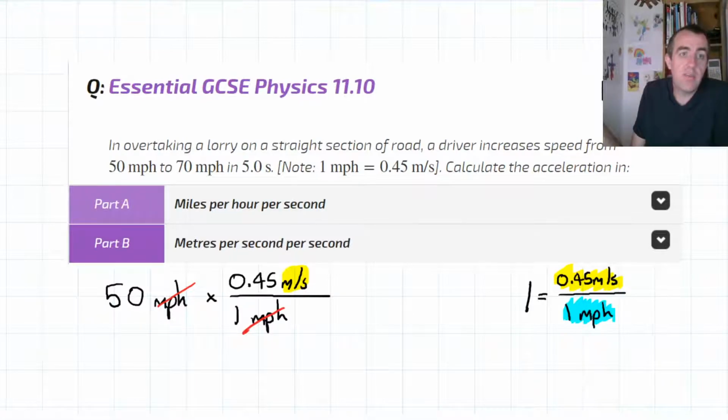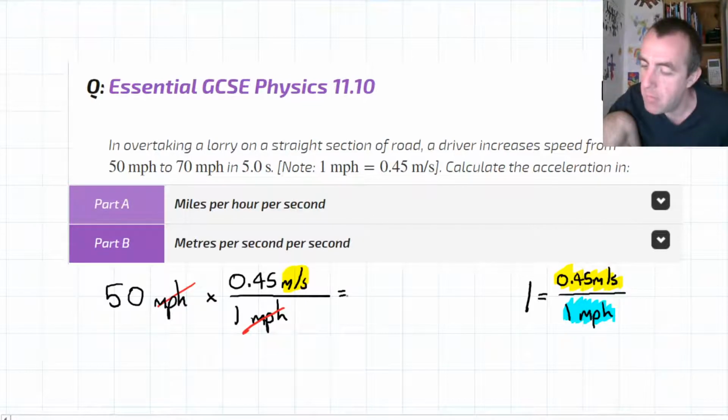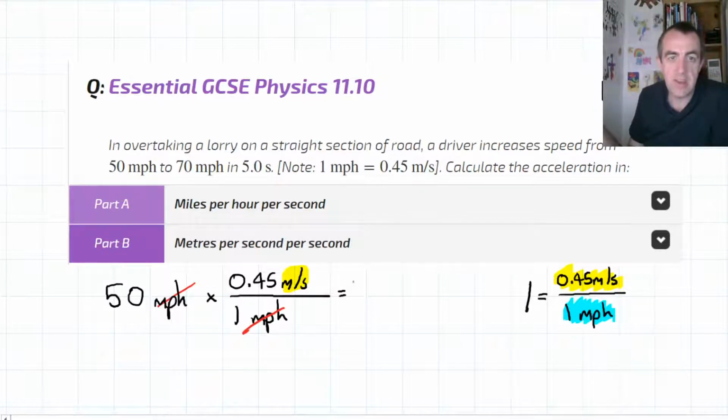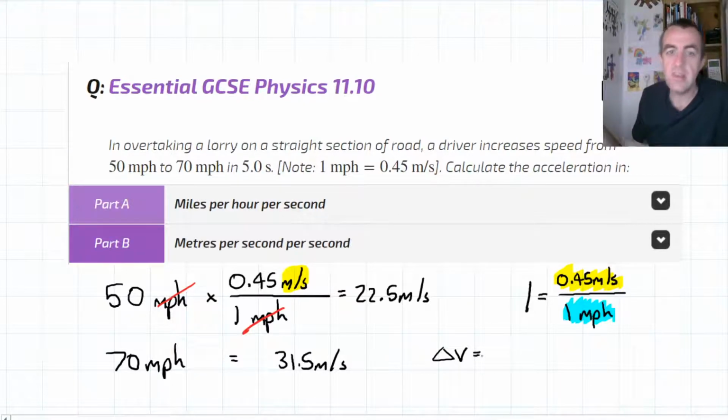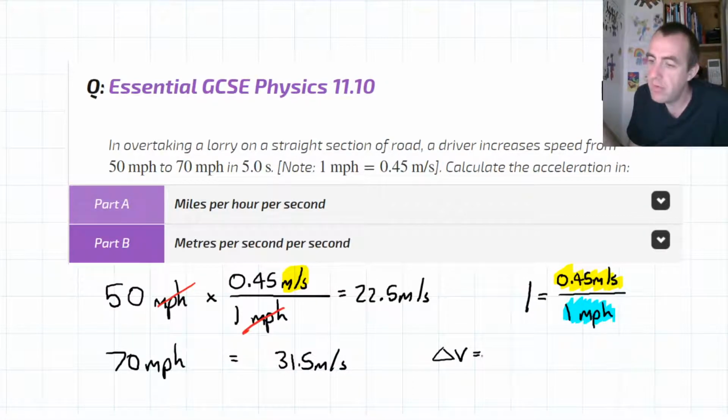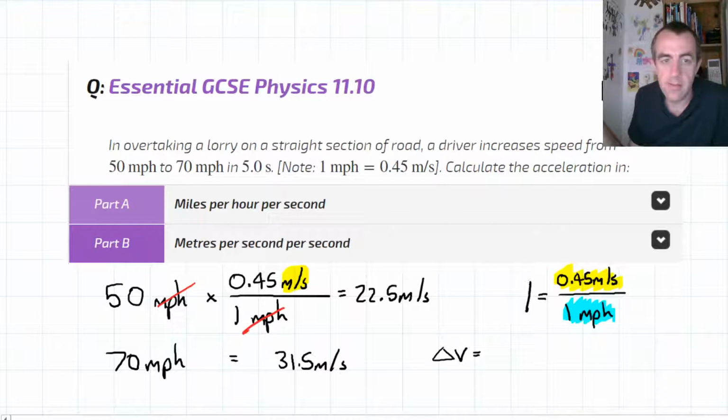So let's convert our speeds by multiplying by 0.45. And my 50 miles per hour becomes 22.5 meters per second. And my 70 miles per hour becomes, so 70 multiplied by 0.45, 31.5 meters per second. And so my difference in speed is going to be 31.5 minus 22.5, and that is 9 meters per second.